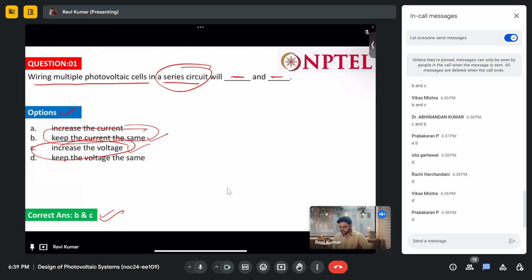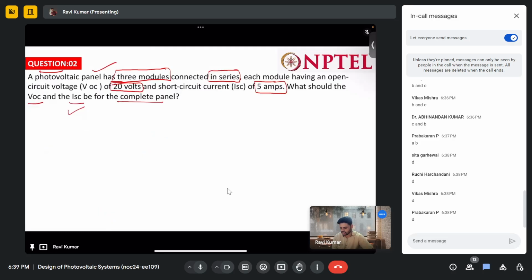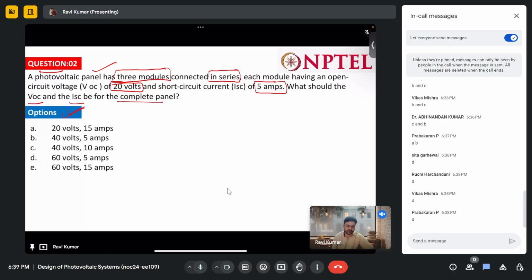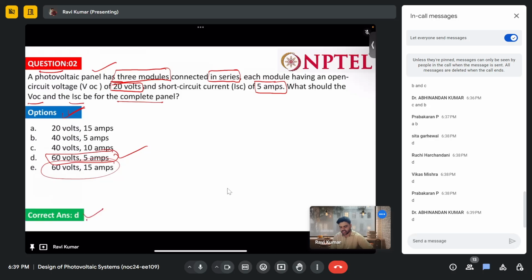In the next question, I am asking this in terms of a numerical. Oh, okay, then fine. I was looking into E. Yes, my bad. So it is 60 volt and 5 amp. I was thinking there are only four options and you are selecting this one. It was my bad, sorry. So yes, 60 volt and 5 amp. Yes, it is D.